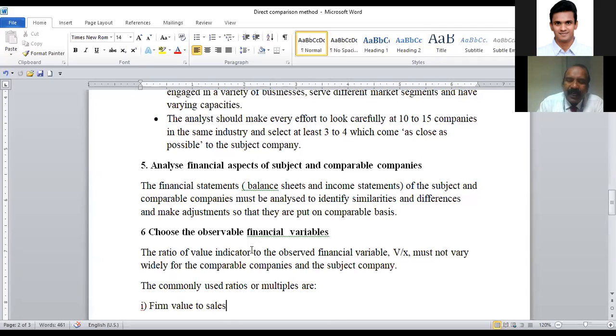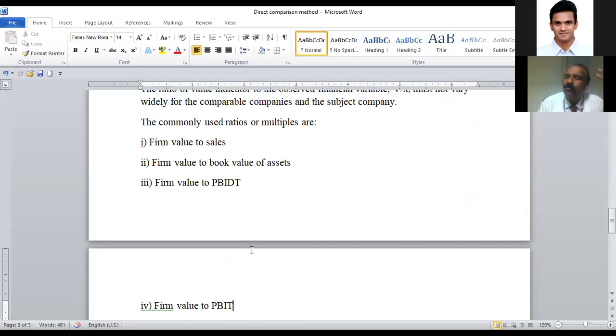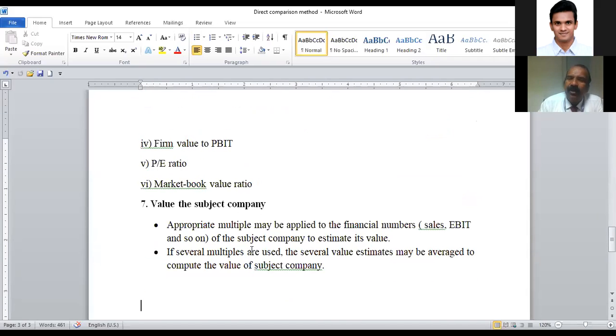So this criteria can be the value to sales. Sales can be one criteria. Book value of assets is one criteria, one basis. Or PBIDT, that is profit before interest, depreciation, and tax, can be another variable. Or the profit before interest and tax can be another variable. Or PE ratio can be another variable, or market to book value ratio can be another variable. So based on these financial variables, or we call them financial multiples, we can value the subject company. The last step is that based on these financial variables, the subject company is valued.